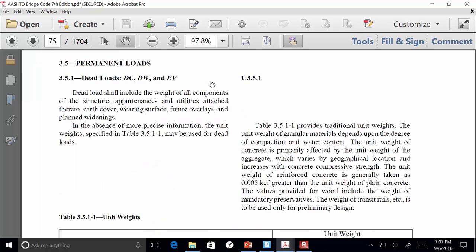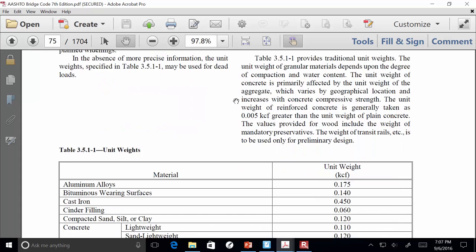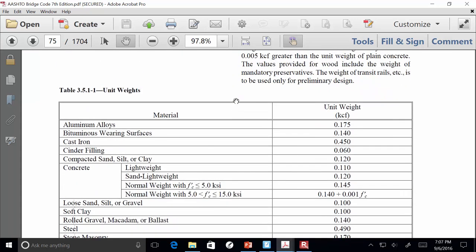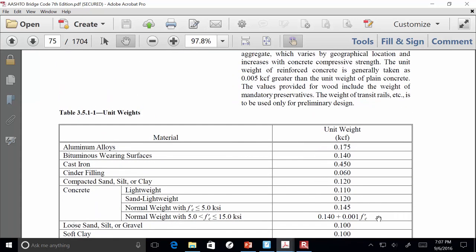Permanent loads. Okay. Dead load shall include the weight of all components of the structure, appurtenances and utilities attached thereto, earth cover, wearing surface, future overlays, and so on. Okay? In the absence of more precise information, the unit weights specified in the table below may be used for dead loads. All right? What's the unit weight of steel?